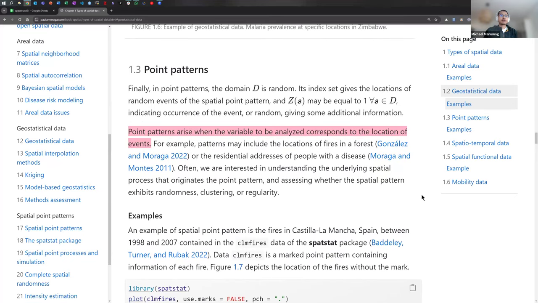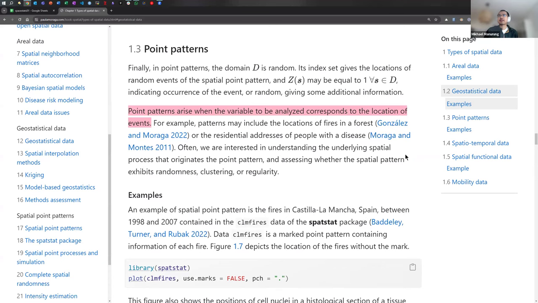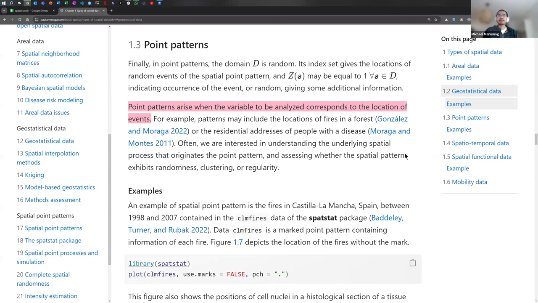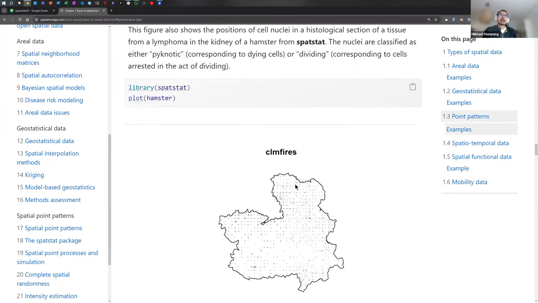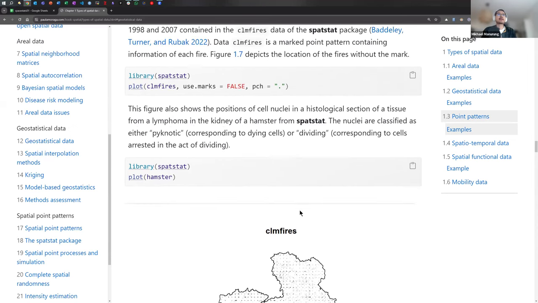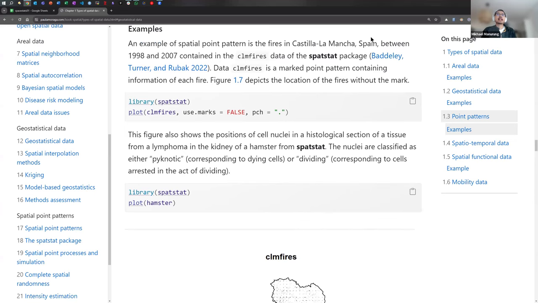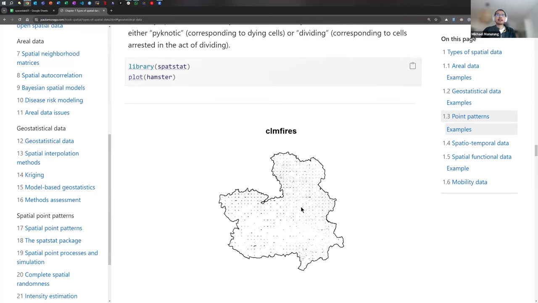And for the point patterns, at first it was not very obvious to me what was the difference between geostatistical data and point patterns, because the data that we were looking at are sort of similar, that we were looking at dots overlaid on top of a map. For example, here you can see dots, so this is for forest fire, I believe, in Spain, and the dots depict the location of the fires, I believe. But then the nature of the dots are completely different between geostatistical data and point patterns.